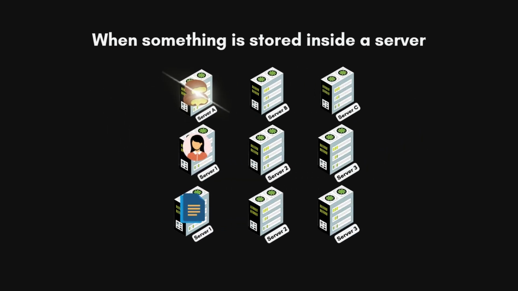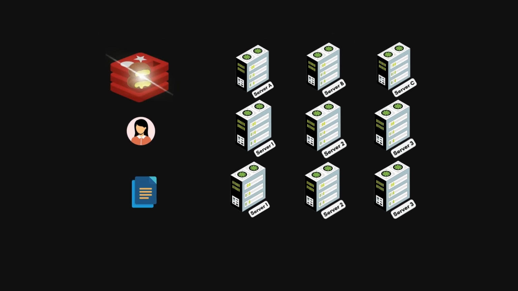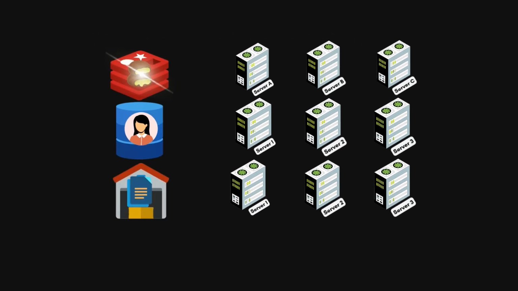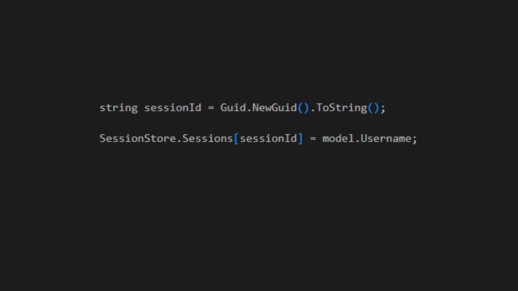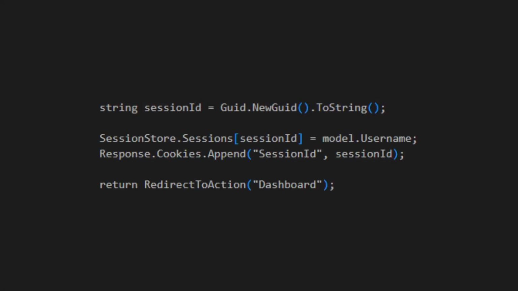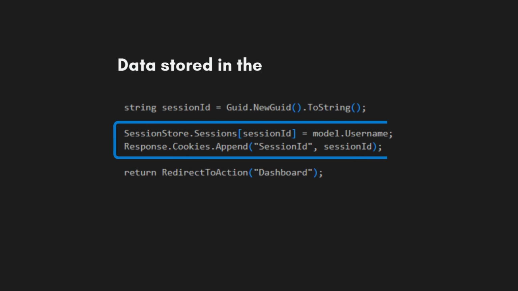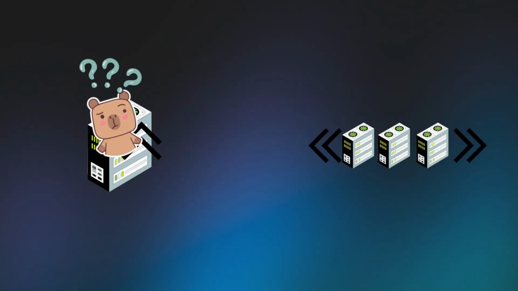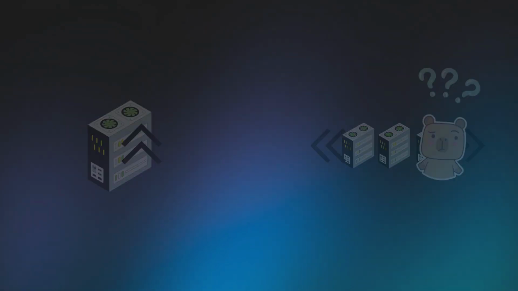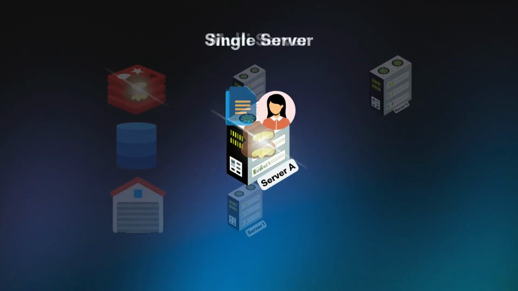A useful lesson from all these examples is this: when something is stored inside a server, scaling out often becomes difficult. Storing data in shared services like Redis, databases, and centralized file storage usually makes systems much easier to scale. So whenever you write code, or even when AI writes code for you, and you see data being stored locally on a server, always ask yourself, are we running on one server or multiple servers? Because that one question changes how you handle request data.